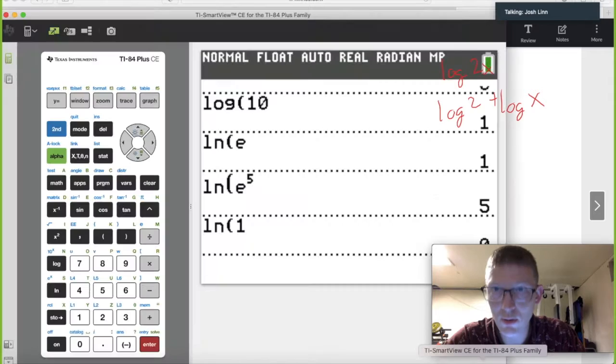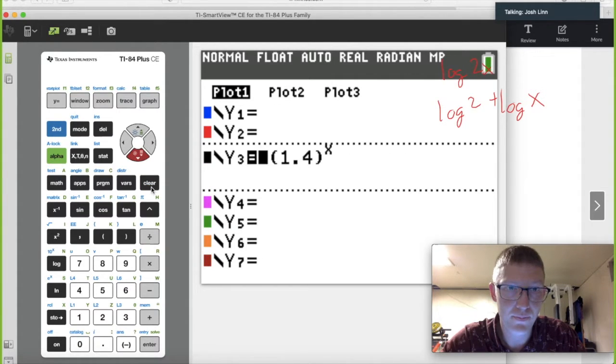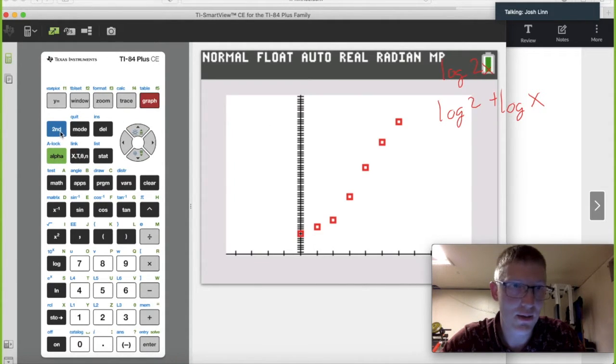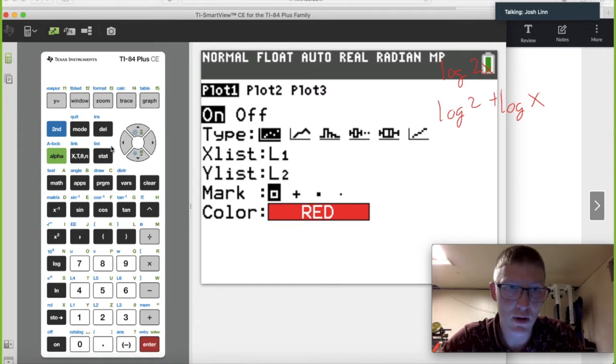So here we go. We'll go to our y equals. Clear these guys out. Probably need to turn off my data points. Yeah, totally need to do that. So we're going to turn this to off. That was from last class.